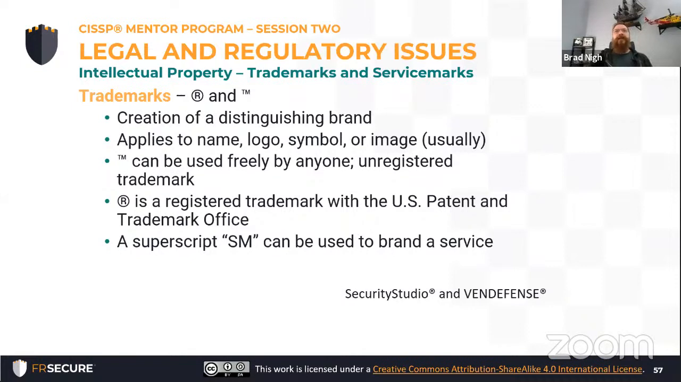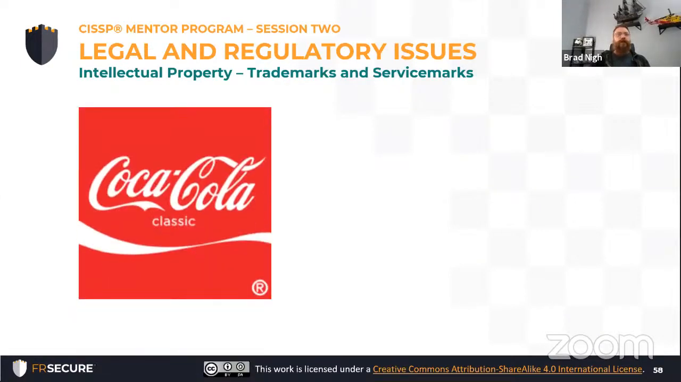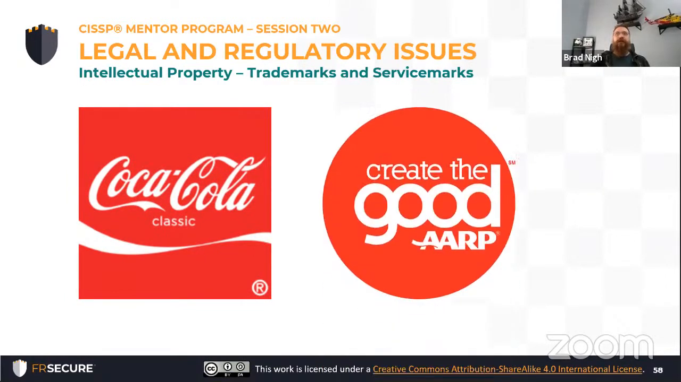Trademark freely by anyone. It's unregistered, right? So you might want to trademark something just to let people know, but there's really no formalization behind it. Superscript SM is a service. So here you can see the registered trademark for Coke, right? Very recognizable. They want to protect that. And then creating the good. So that's the service. So then you have a service mark. Hopefully that makes sense.